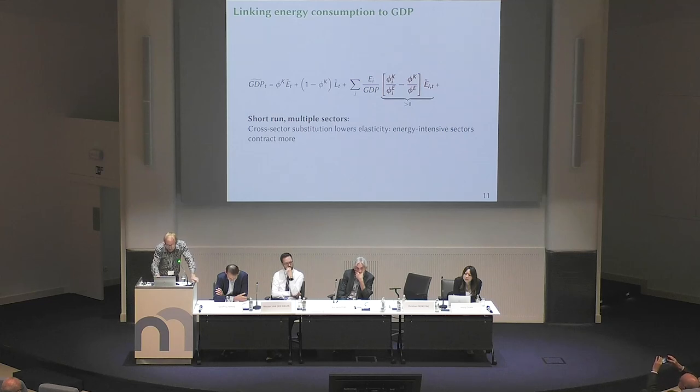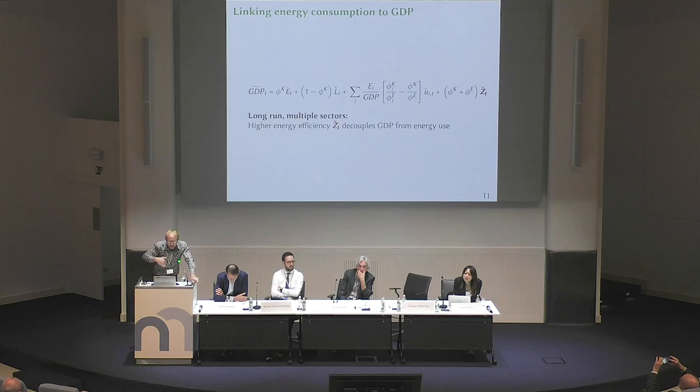And then in the long run, I'm going to have an additional term, which is the energy efficiency of the capital stock. So what's going to happen in the long run is that firms are going to start to invest into energy efficient machines, and so this Z is going to go up. That's the energy efficiency of the capital stock, and that decouples GDP from energy use.